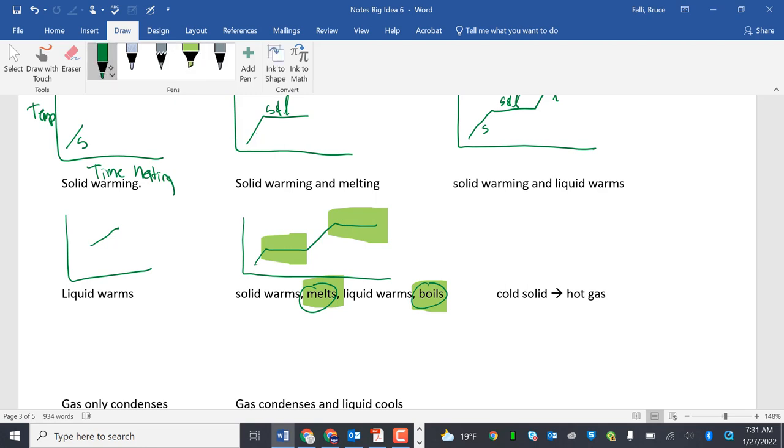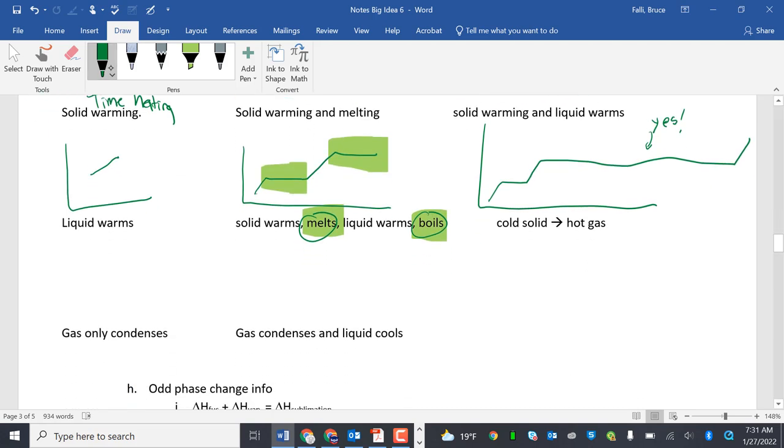Okay. Cold solid to hot gas. Cold solid. Warm solid. Melts. Cold liquid. Warm liquid. Boils. Hot gas. Okay. Now I'm going to change that a little bit. Make it a little bit better. Cold solid melts. Pretend that's a straight line. Yes. It is huge. Why? Because that energy change is enormous.